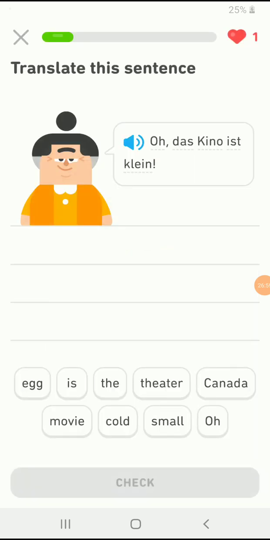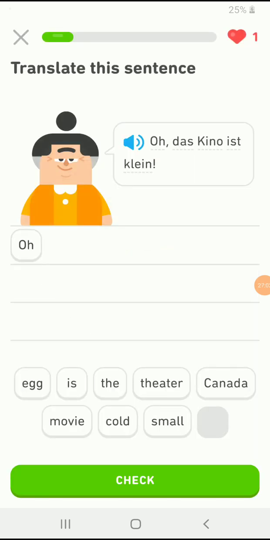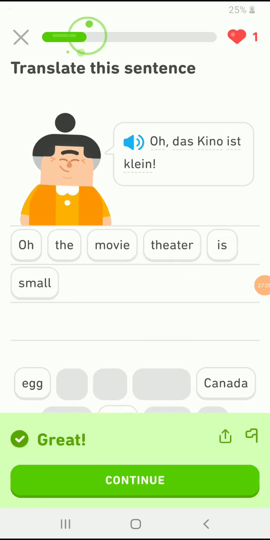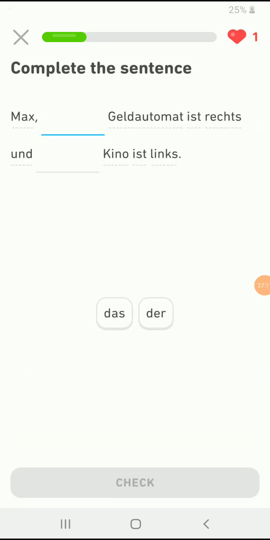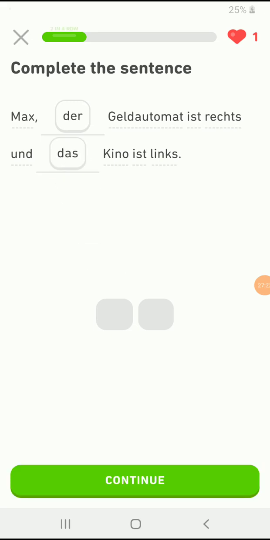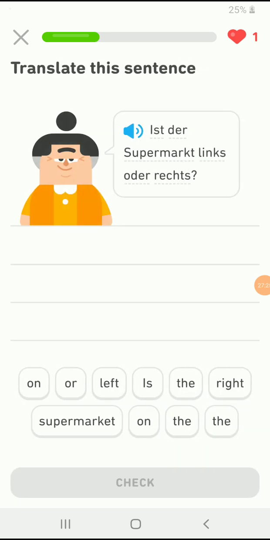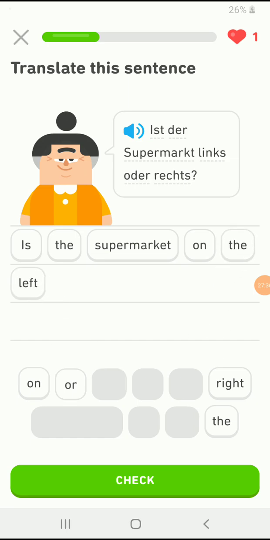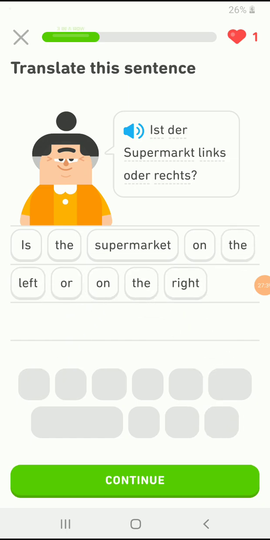Oh, das Kino ist klein. Das Kino ist klein, so the movie theater is small. It's not kalt, it's small. Der Geldautomat ist rechts und das Kino ist links. Ist der Supermarkt links oder rechts? So, is the supermarket on the left or on the right? So, got this.